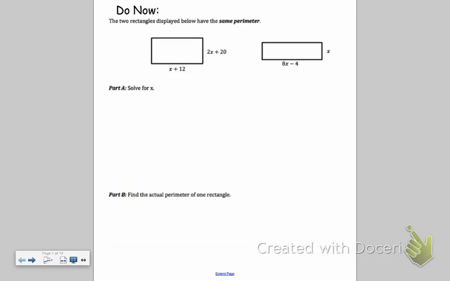Let's start by going over our do now. So the do now for today says the two rectangles below have the same perimeter. And we're given two rectangles.